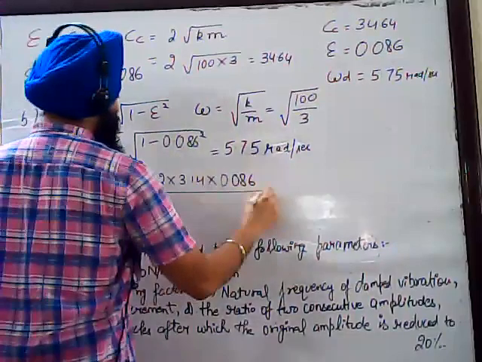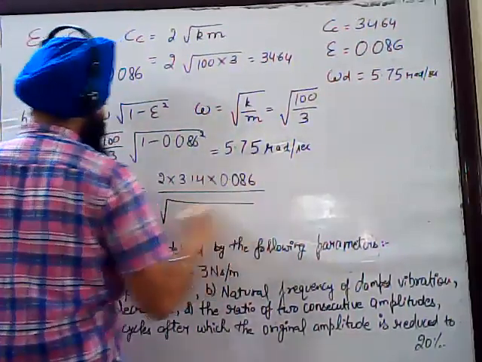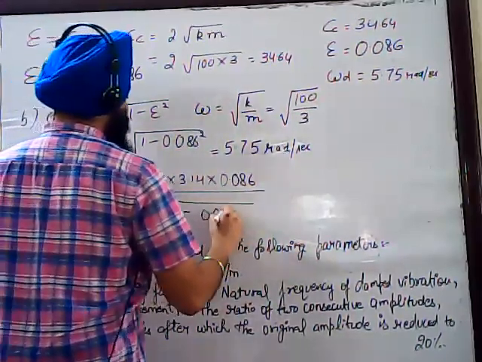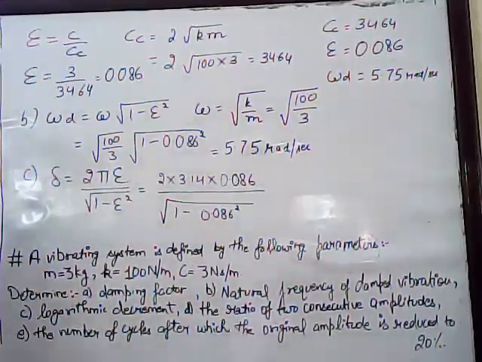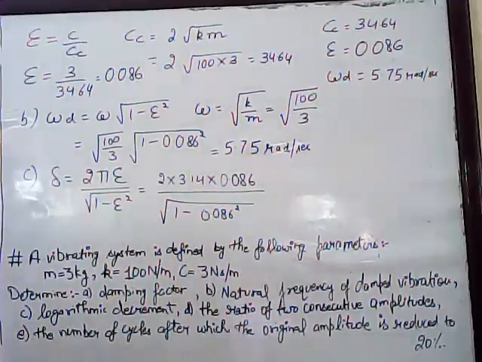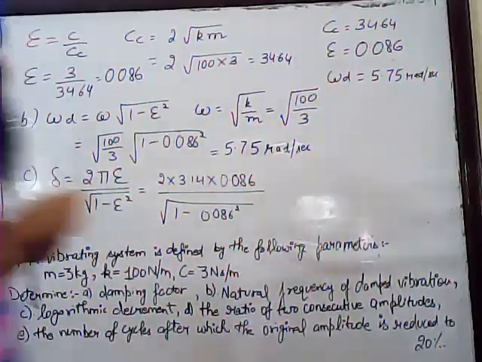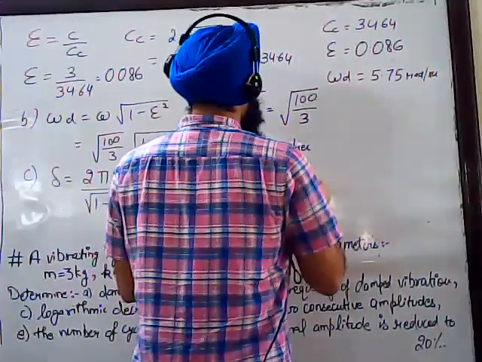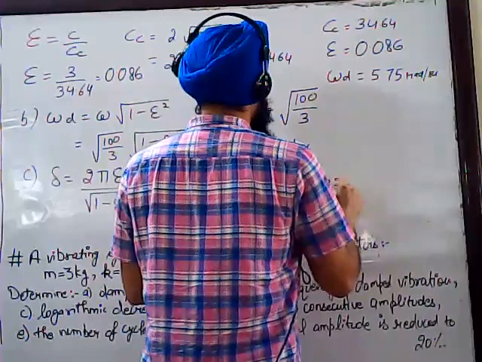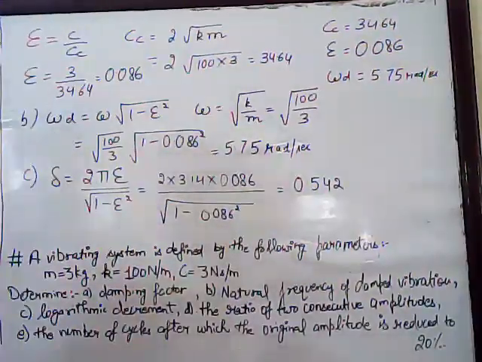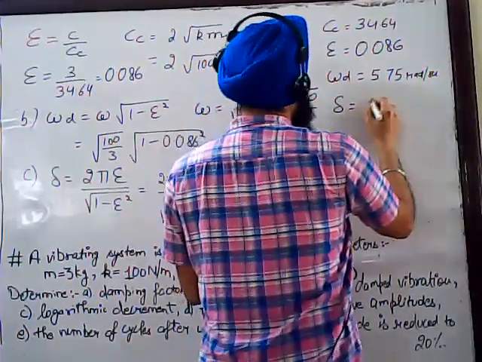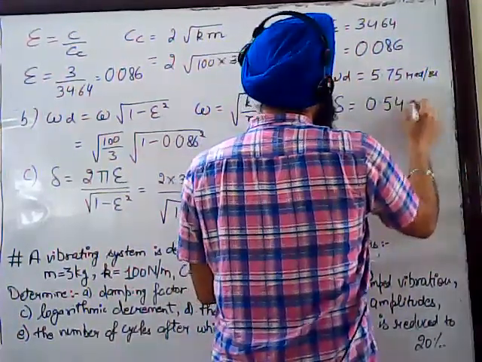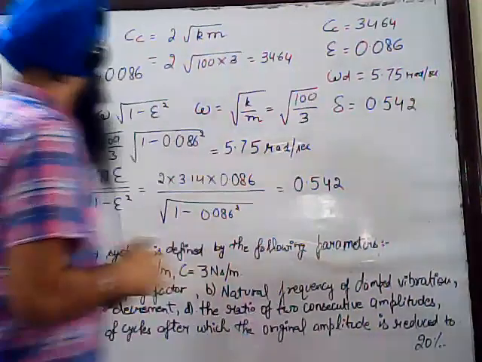divided by under root of 1 minus epsilon square, 1 minus 0.086 whole square. So this is the value of delta. After solving, the value of delta is 0.542.